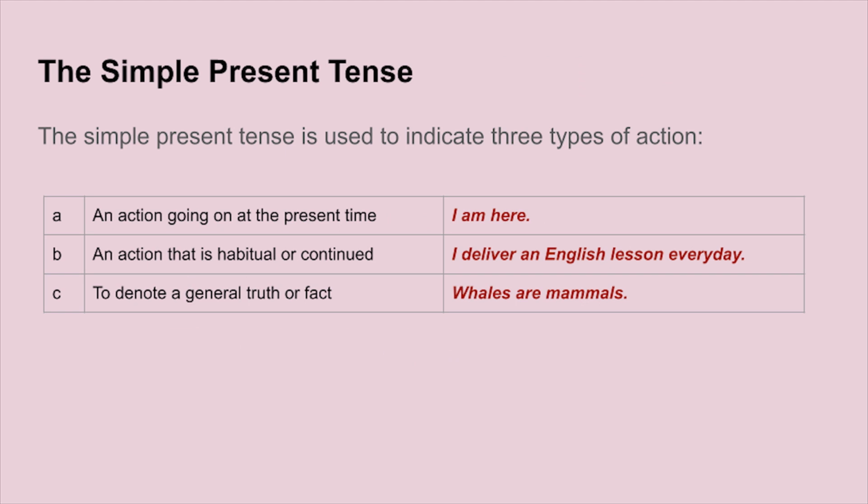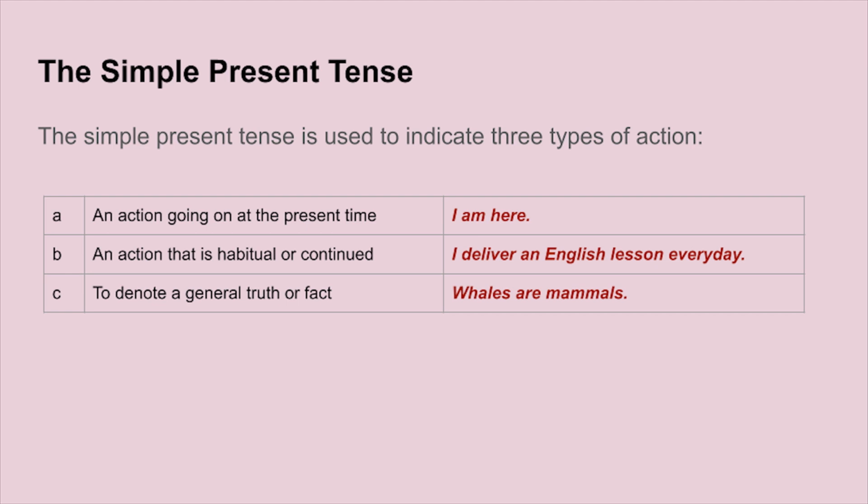The simple present tense is used to indicate three types of action. A, an action going on at the present time. For example, I am here. This is happening right now, not in the past or in the future. B, an action that is habitual or continued. For example, I deliver an English lesson every day. This is something I'm doing now, but it is continued. I do it every day. Or C, if we wish to denote a general truth or fact, such as whales are mammals.